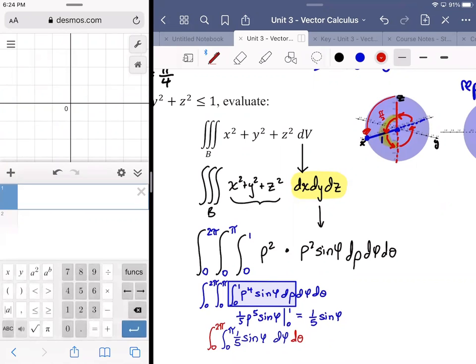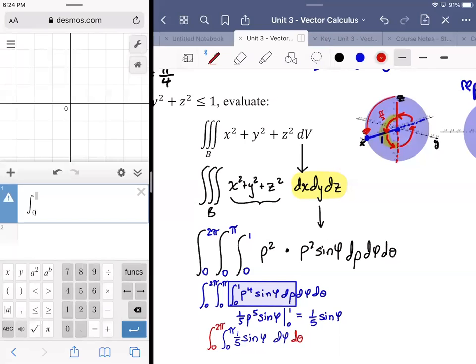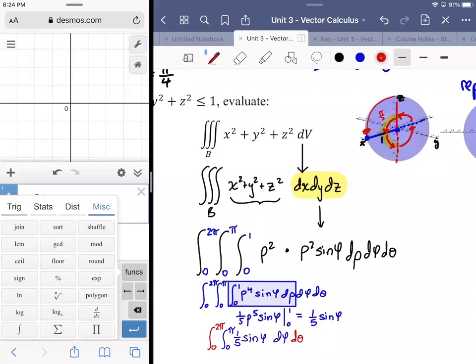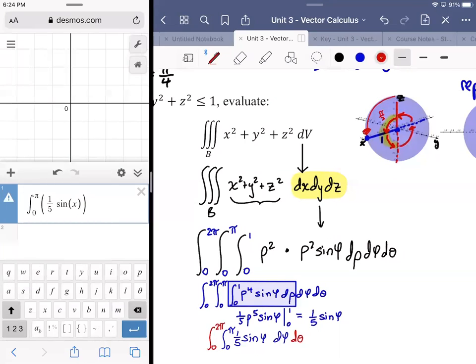So what I've just kind of accepted is I'm just going to do it one at a time, and then take the answer if it's clean enough and put it in the other integral. So here's my 1/5. I want 1/5. We'll say sine of x, just for convenience, and dx. All right, so it's a clean 0.4, so I can work with that.